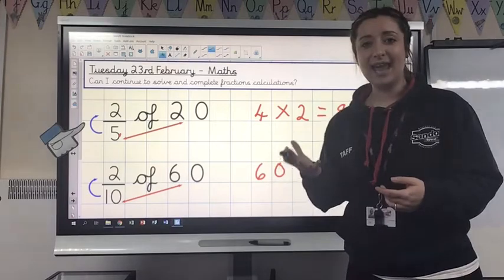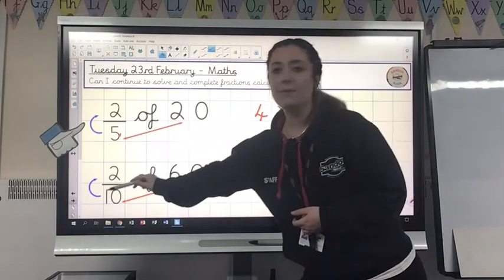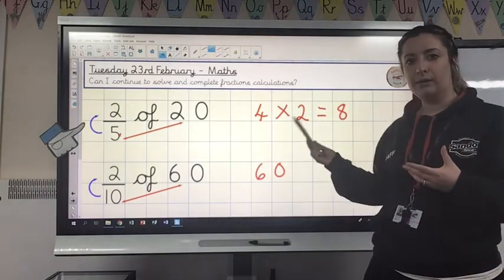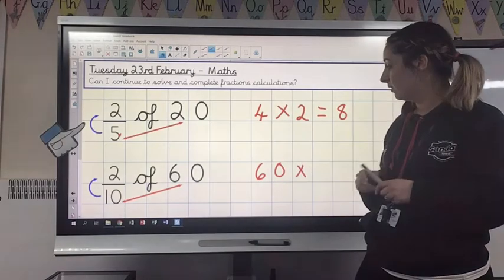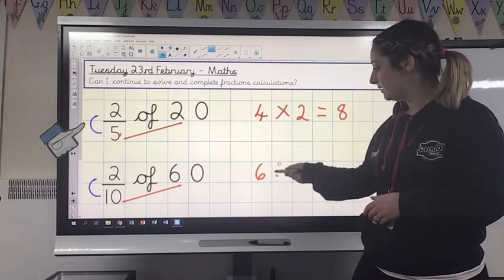Now what was that next step that I needed to do? I've done the red arrow here. What happens with the blue arrow? What do I do now? What did I need to do? I multiply, don't I? So I'm multiplying 6. 6 lots of 10.